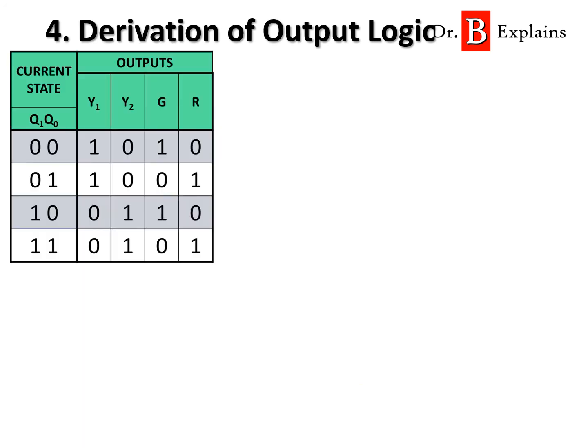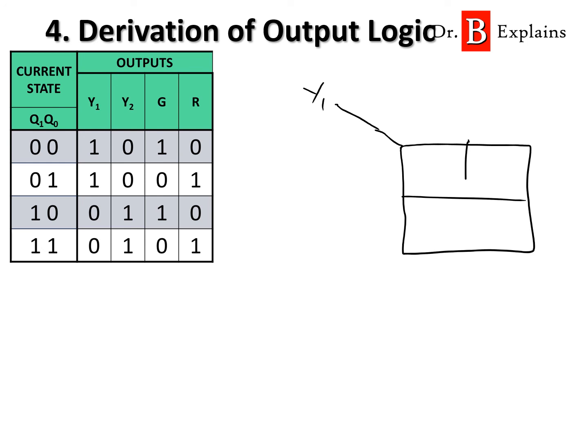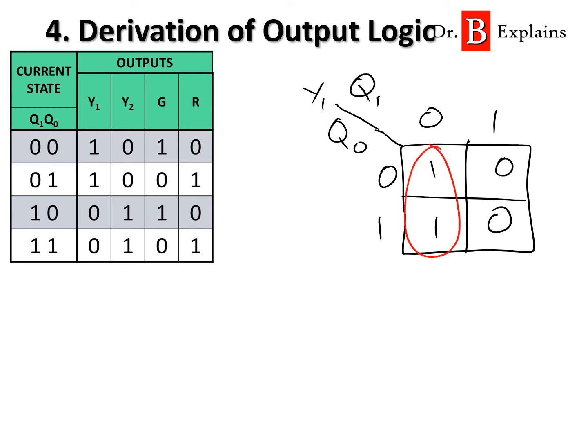We can also use K-maps for this. For example, if we do the Y1, and it's two variables, so 0, 1, 0, 1, Q1, Q0. So we're going to do 1, 1, 0, 0. So what does that give us? This gives us just Q1 not. So Y1 is equal to Q1 not. And actually this doesn't look like a Y, it looks like an X, so Y1. And so you can do the same for each of the output variables.